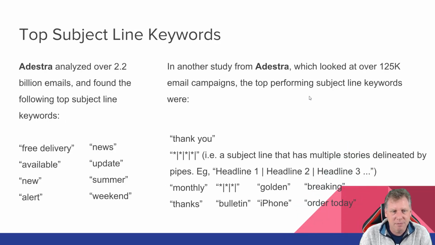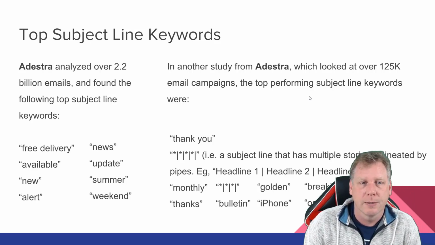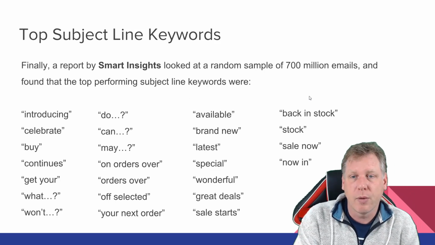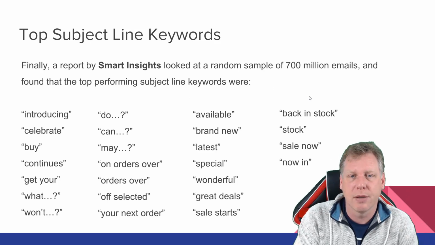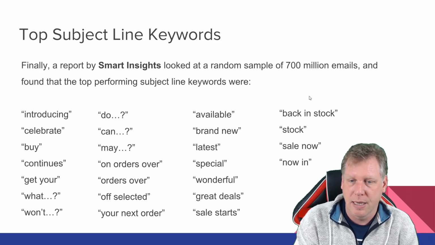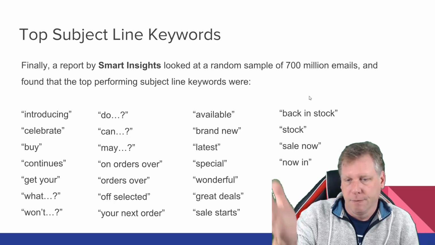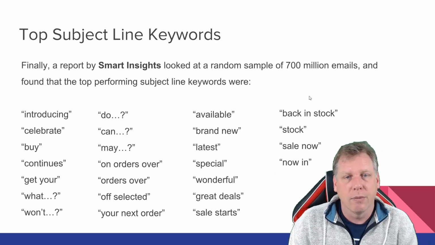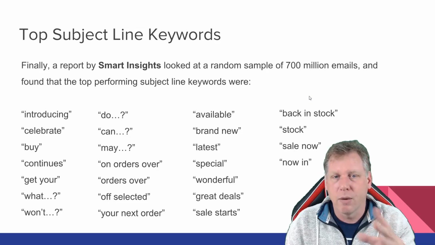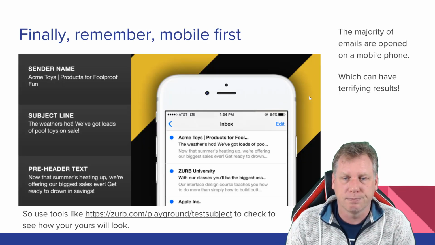2.2 billion emails. Again, free delivery available. New, alert, news, updates, summer weekend. Another one. You can read it for yourself. I don't want to bore you to death by reading them all out. This is a great one. Random sample of 7 million emails to see which perform the best. Again, it's a thesaurus for conversion rates. I won't read them out. Pause the video, print them out, write them down, however you want to do it.